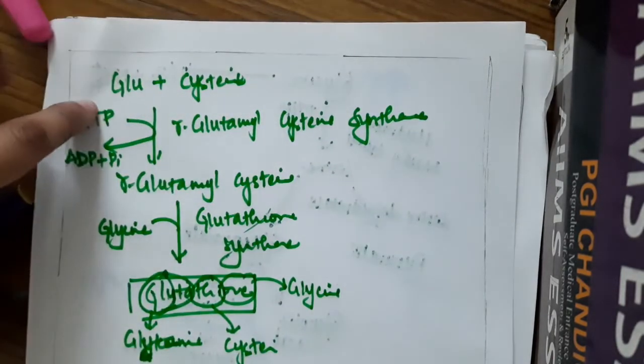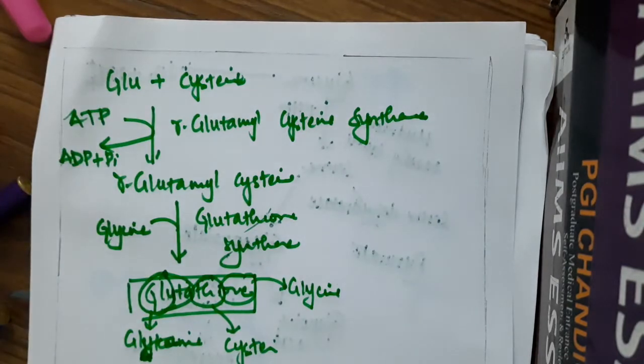Glutamate combines with cysteine in the presence of gamma glutamyl cysteine synthase and forms gamma glutamyl cysteine. This gamma glutamyl cysteine, in the presence of the enzyme glutathione synthase along with glycine, forms glutathione.